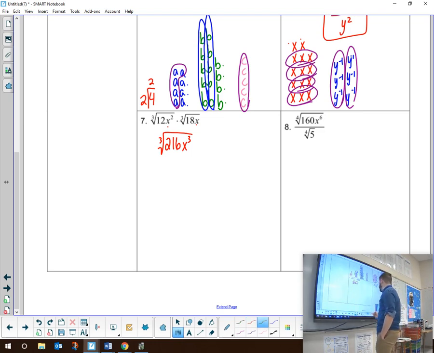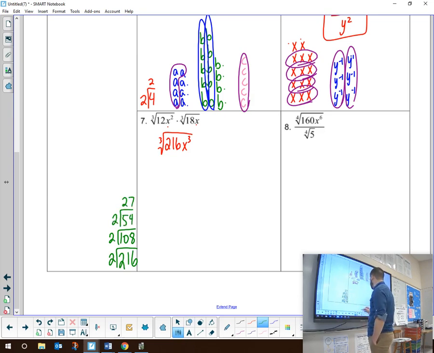Now I'm just going to simplify that by caking it and whatnot. So we're going to take that 216, we're going to cake it. 216 divided by 2 is 108. 108 divided by 2 is 54. 54 divided by 2 is 27. 27 divided by 3 is 9. 9 divided by 3 is 3.